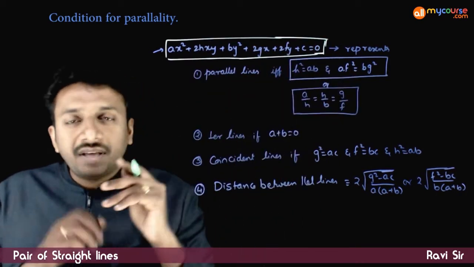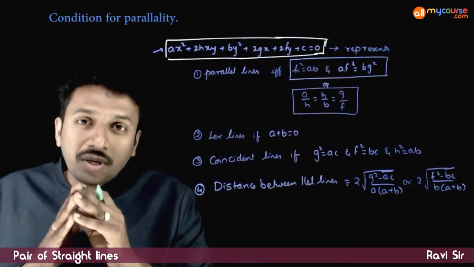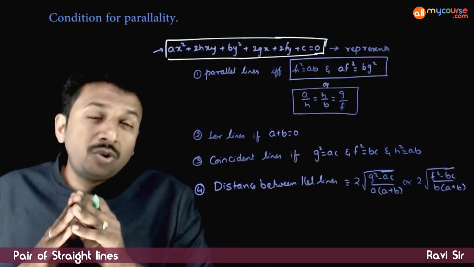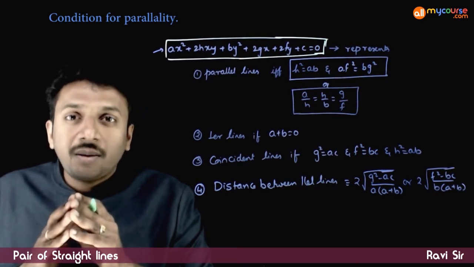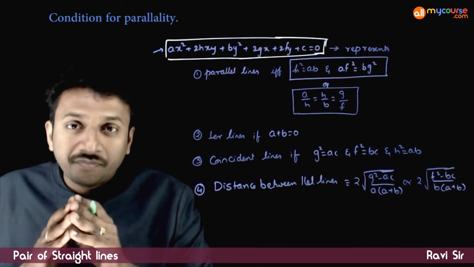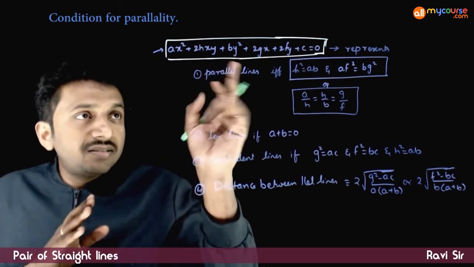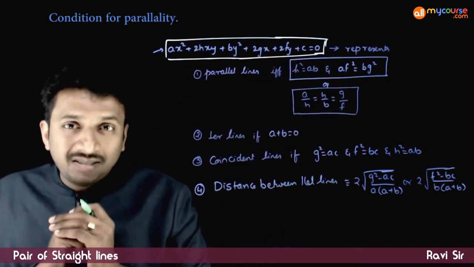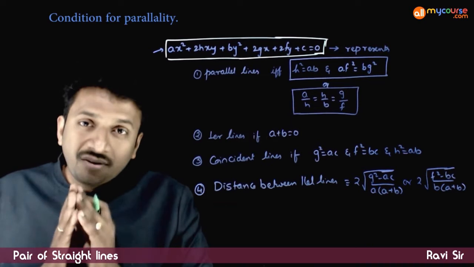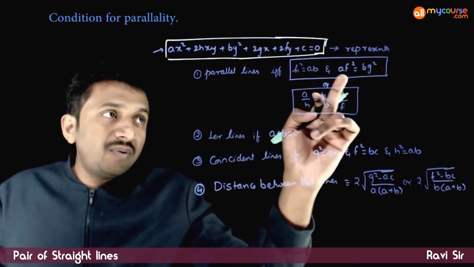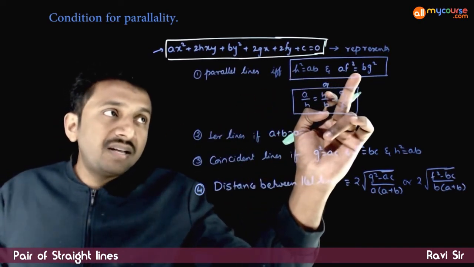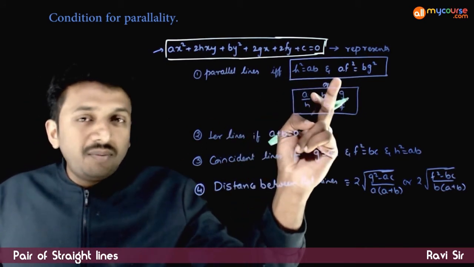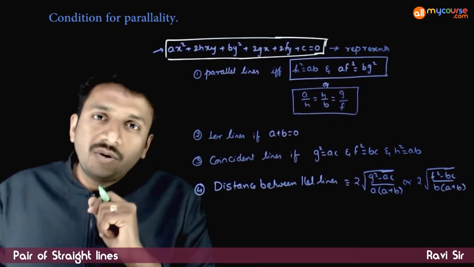Suppose that you have a general equation ax square plus 2hxy plus by square plus 2gx plus 2fy plus c is equal to 0. Now this equation represents two parallel lines if and only if h square is equal to ab and af square is equal to bg square.